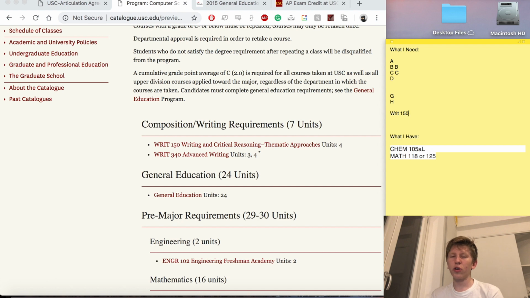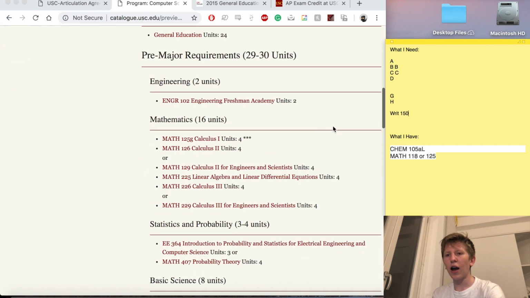Chances are your community college or study abroad option will have RIT 150, almost all of them do. And then, so for me specifically, I already have Math 125 for my AP. So what I'm going to be looking for is Math 126, Calculus 2.